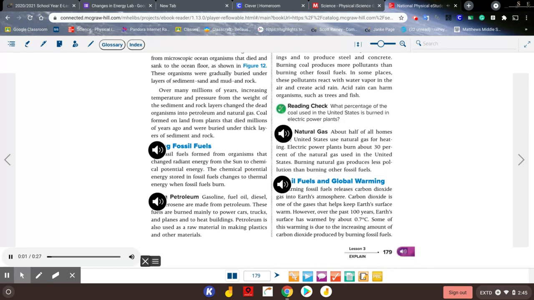Fossil fuels and global warming. Burning fossil fuels releases carbon dioxide gas into Earth's atmosphere. Carbon dioxide is one of the gases that helps keep Earth's surface warm. However, over the past 100 years, Earth's surface has warmed by about 0.7 degrees Celsius. Some of this warming is due to the increasing amount of carbon dioxide produced by burning fossil fuels.